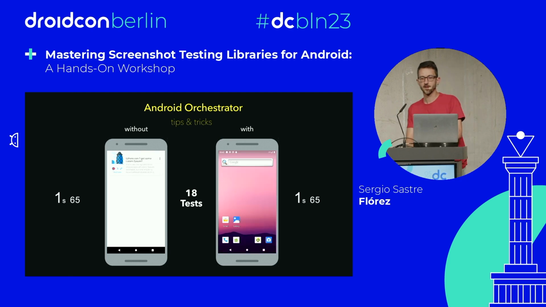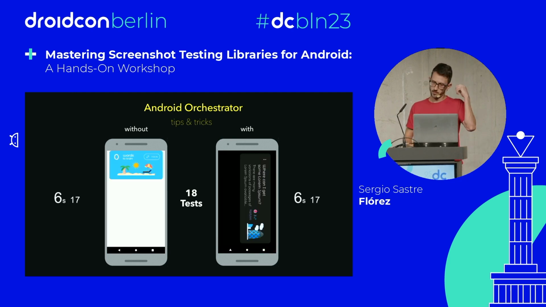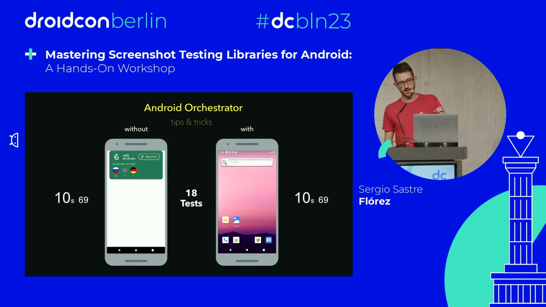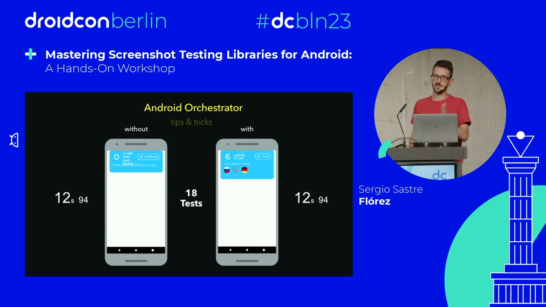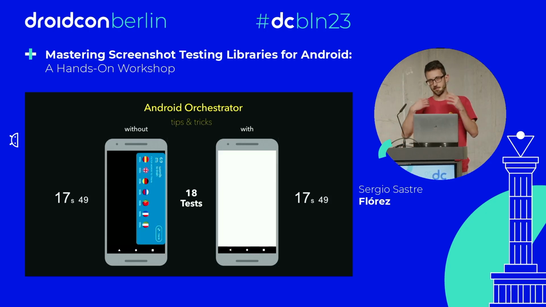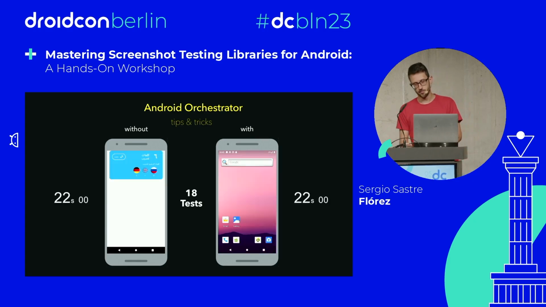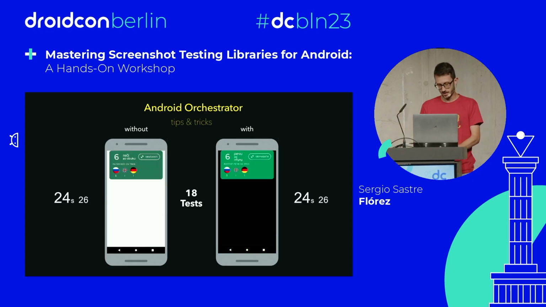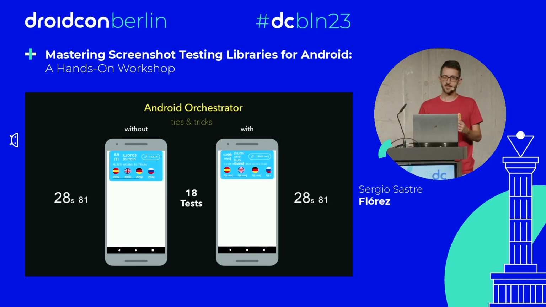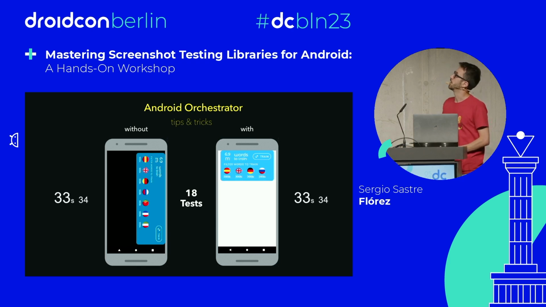So what's the difference? Without orchestrator, when we run our screenshot test, it will open a process and then execute the tests. With Android orchestrator, it's not like this. It will start the screenshot test, so it will open a process, execute one test, close the process. Open a process, execute the next screenshot test, close the process. So this opening and closing is taking a lot of time, and that's the reason why screenshot tests are very slow with Android orchestrator.